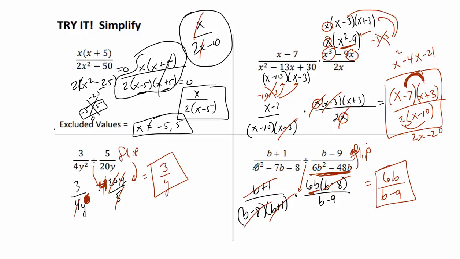And then b squared minus 7b minus 8, I factored that using my x. -8, -7. I get -8 and 1, and then I put them into my parentheses here for my binomials. Then I crossed out diagonally. B minus 8, gone, diagonal. B plus 1, gone, vertical. What's left on top? 6b, bottom, b minus 9, you're done.